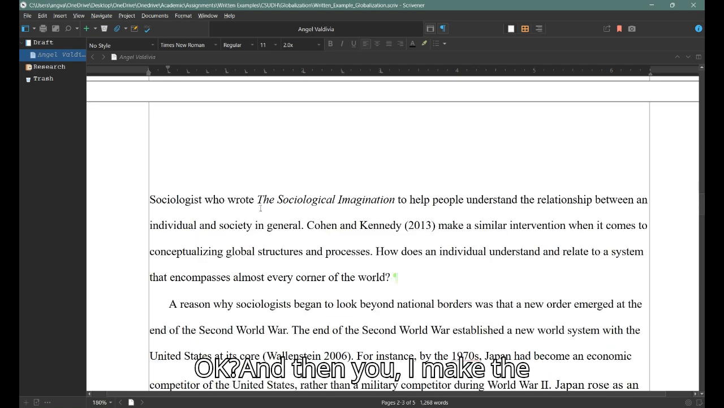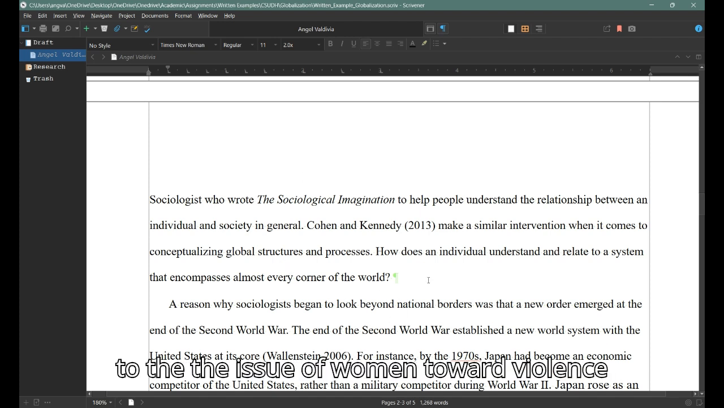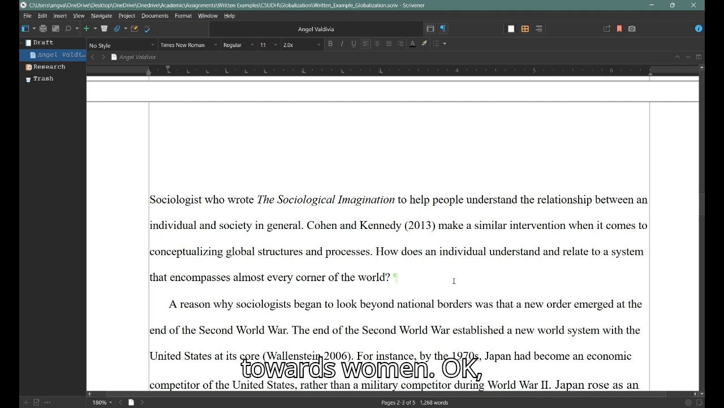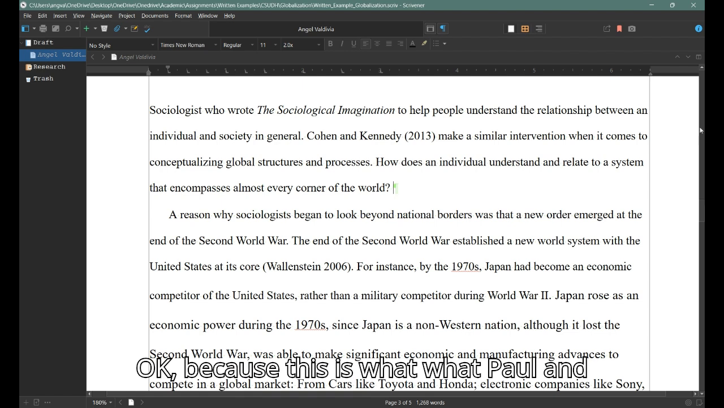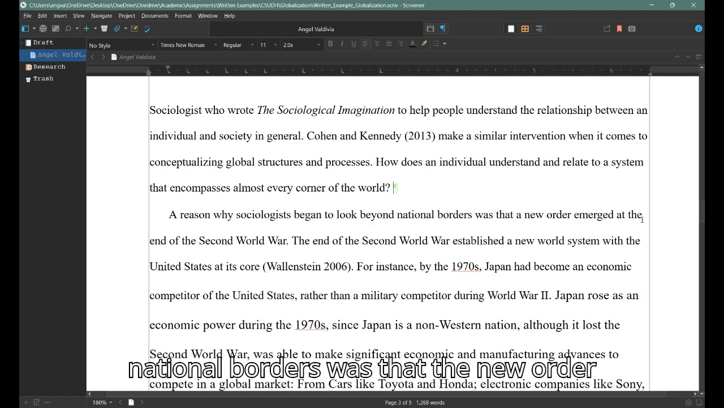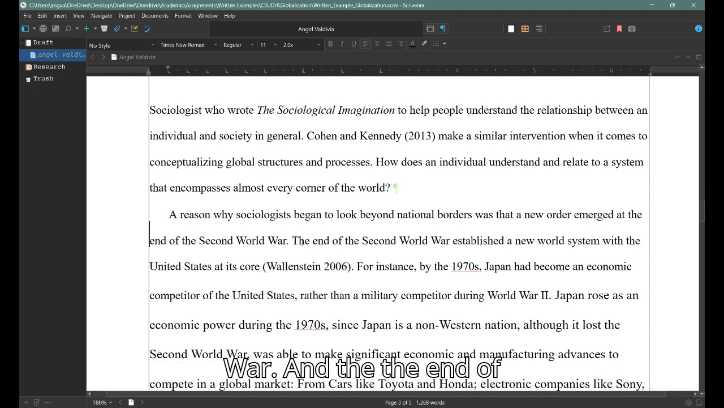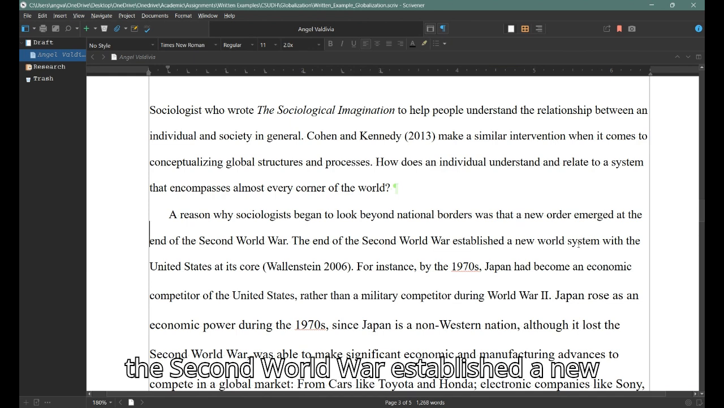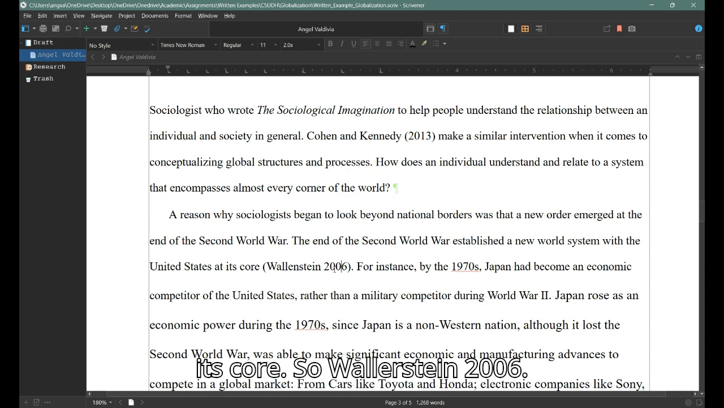Okay. And then I make the connection back to Cohen and Kennedy, making that connection back to the issue of violence towards women. Because this is what Cohen and Kennedy say. A reason why sociologists began to look beyond national borders was the new order emerging at the end of the Second World War. The end of the Second World War established a new world system with the United States at its core. So, Wallerstein, 2006.